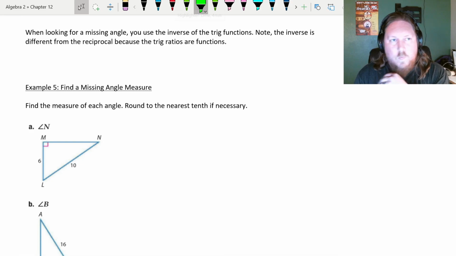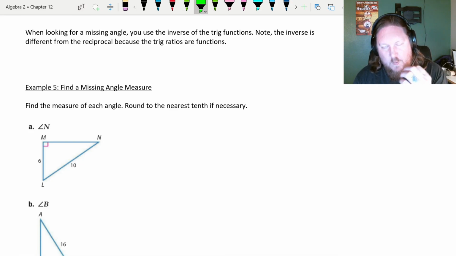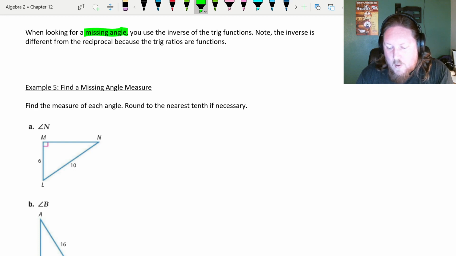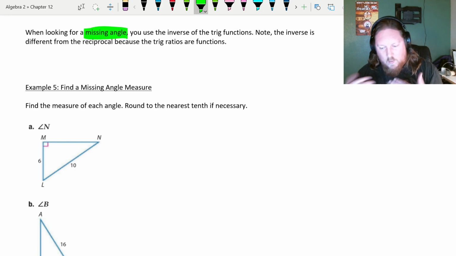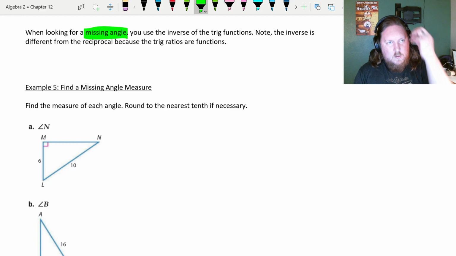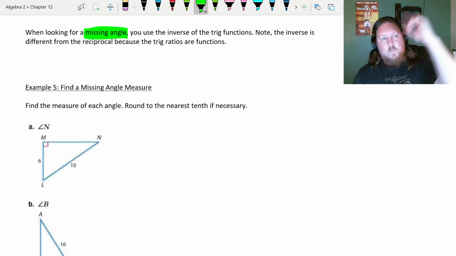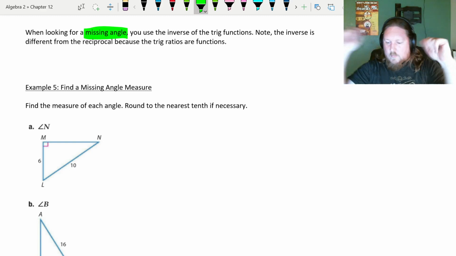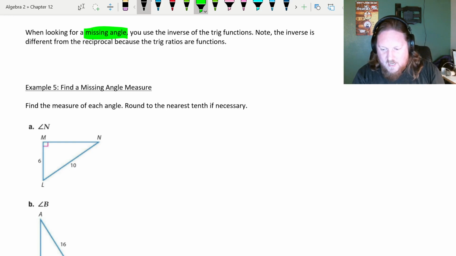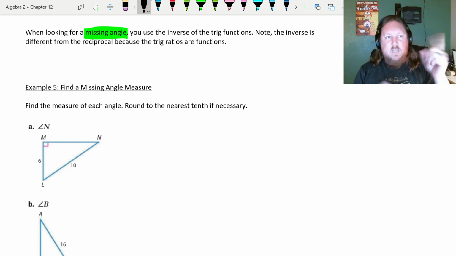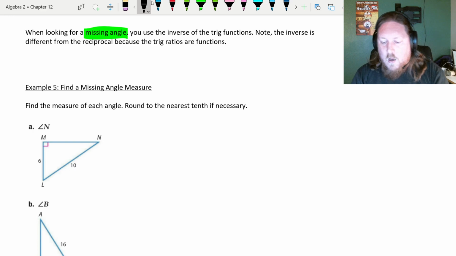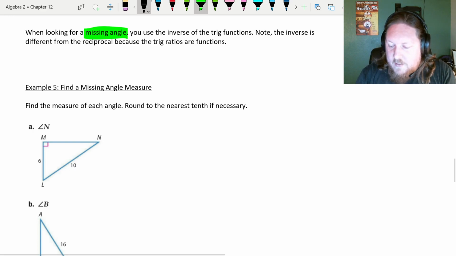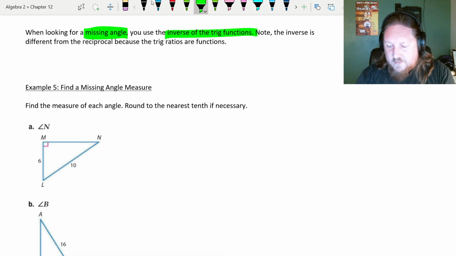So what we were doing were problems where we're looking for a missing side. Now we're going to be looking for a missing angle. Whenever you come across a problem and you're looking for a missing angle, that should immediately set off red flags, fireworks, warning signs, whatever it is in your head that says, yes, that means I have to do this. You should immediately think of the inverse trig functions.